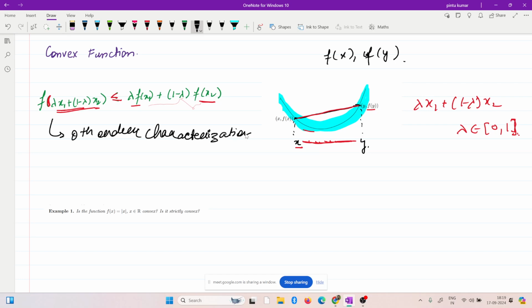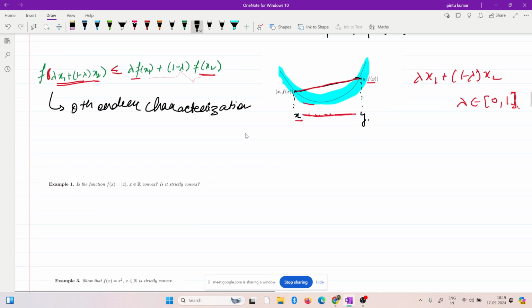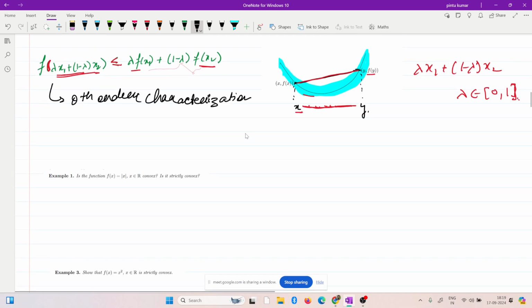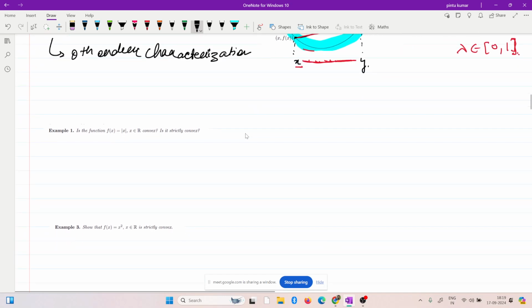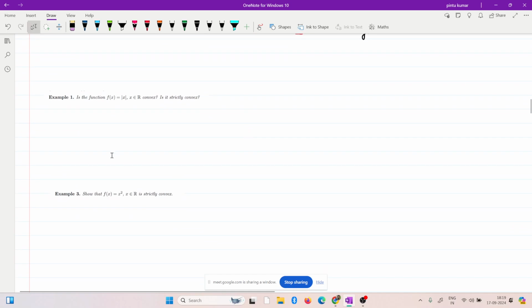One via Hessian is called second order characterization, and one via gradient is called first order characterization. Okay. So let's look at some examples. This is the first example that we have. We are given the function f of x is equal to mod of x. And we are asked, is this convex or not?